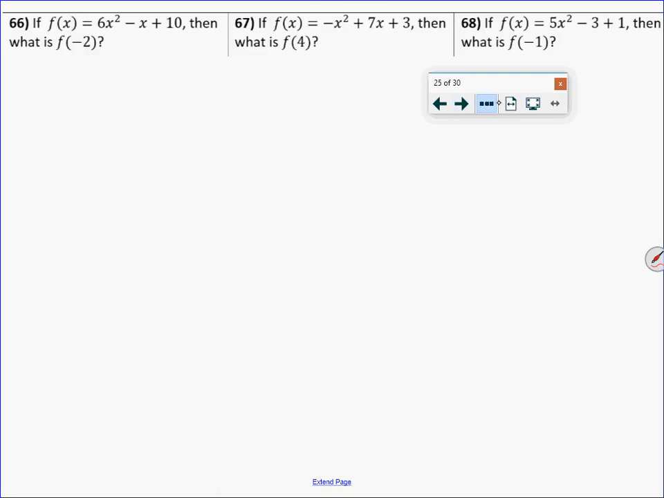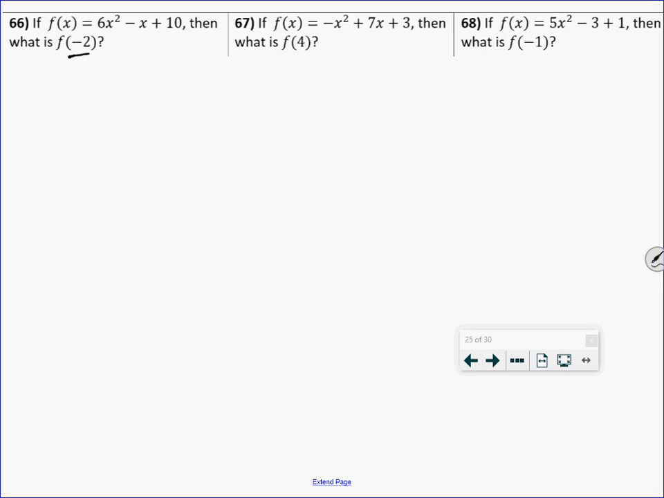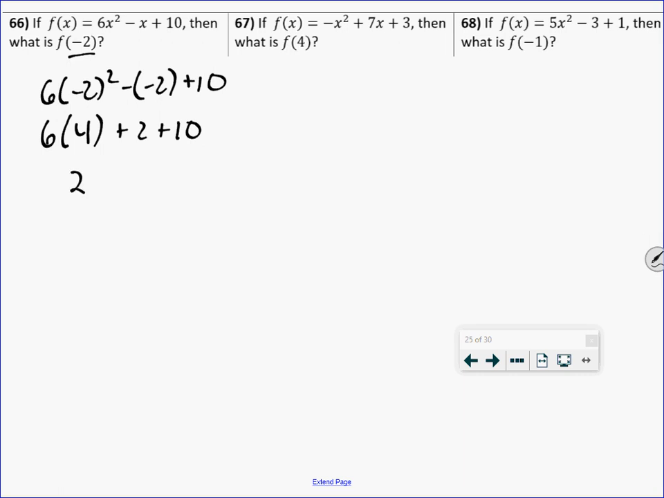All right, so these are all just plug-in problems. All this notation says is, if f of x equals 6x squared minus x plus 10, what is f of -2? So all that's saying is plug in -2 for x. So this will be 6 times -2 squared minus -2 plus 10. So that'll be 6 times 4 plus 2 plus 10. And that will be 24 plus 12, or 36.